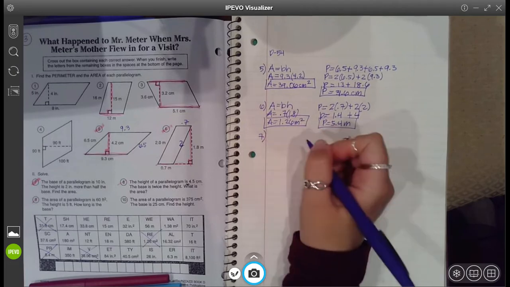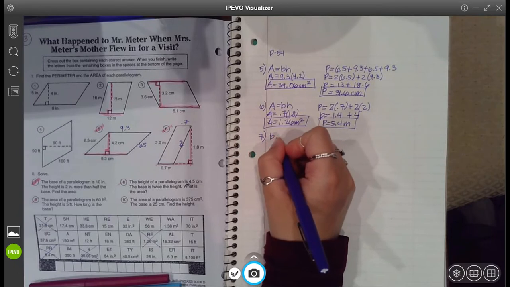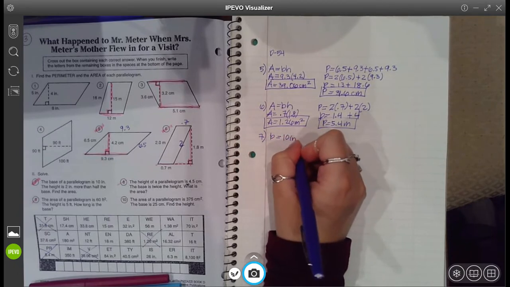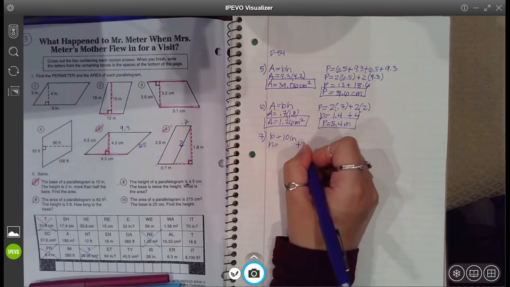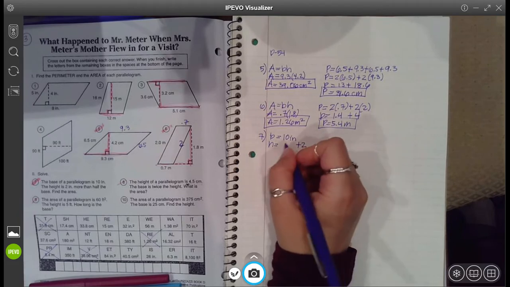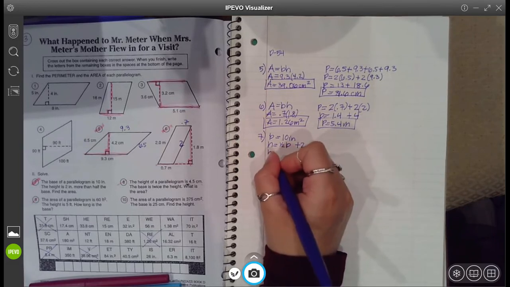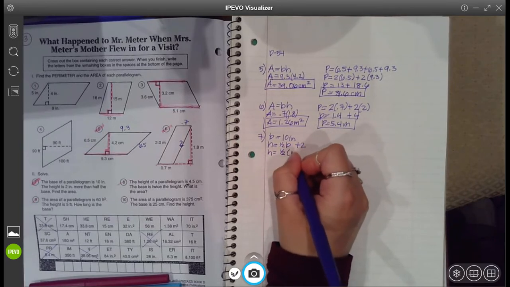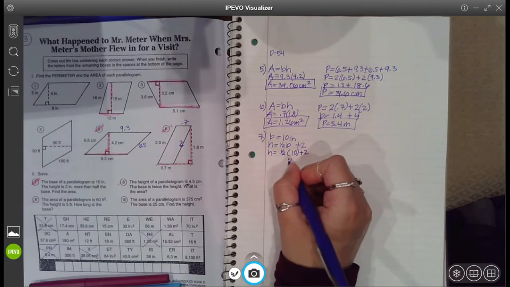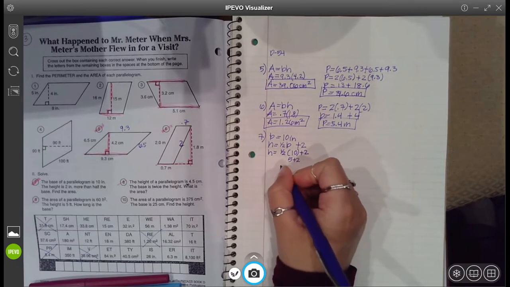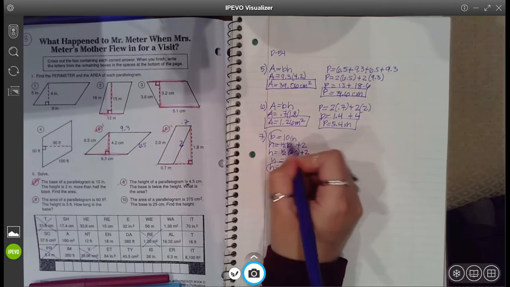Number 7 says the base of a parallelogram is 10. Okay, so base is 10 inches. The height is 2 more than what? 2 more than half of the base. Well, the base is 10, so that means that the height is half of 10 plus 2. Well, half of 10 is 5 plus 2, and 5 plus 2 is 7. So that means that the height is equal to 7, and the base is equal to 10.